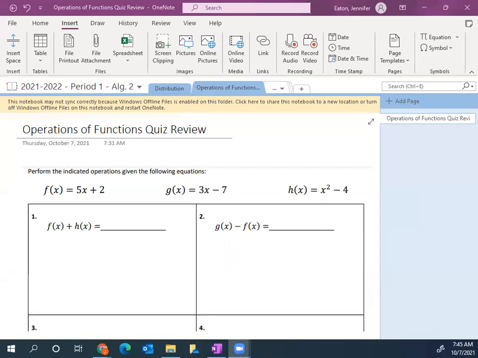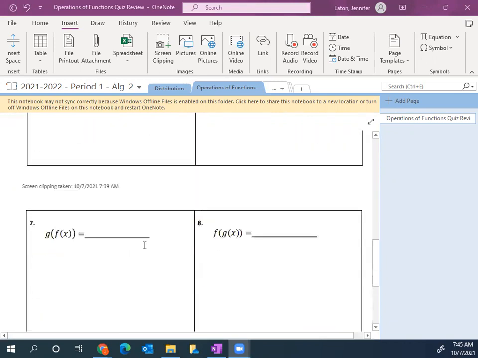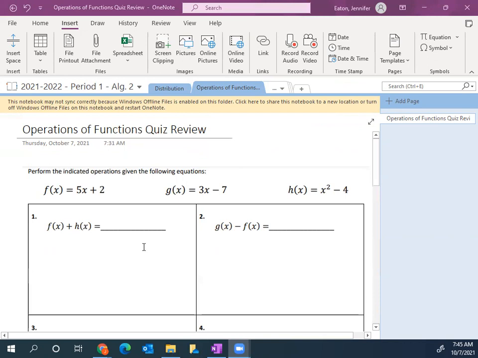Okay, so what we have here is the operations of functions quiz review. We've been working since last Thursday, Friday, Monday, Tuesday, Wednesday, on all the operations of functions. We've done adding, subtracting, multiplying, and as of the last 2 days, we've been working on our compositions of functions. So this quiz review is just practice of all of that combined.